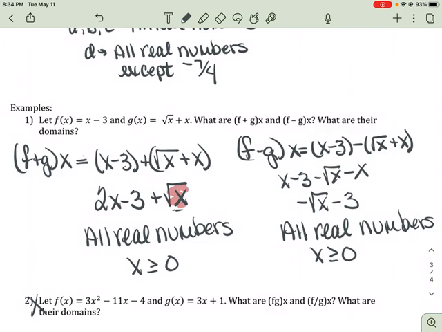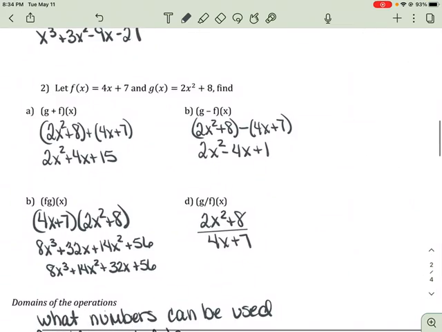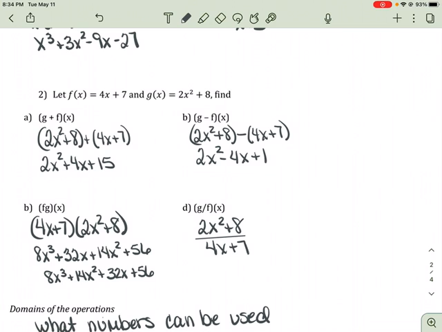All right, let me know if you have any questions. Again, guys, what are we doing? We're going to add, subtract, multiply, and divide functions, and then take a look at the domain, set any denominators equal to 0 in your radical, in your division, and that's pretty much it. It's going to probably be all real numbers.